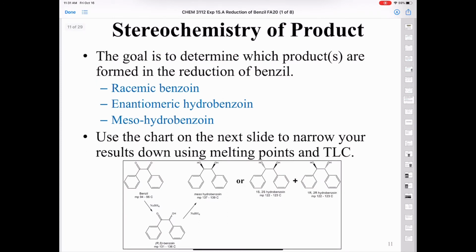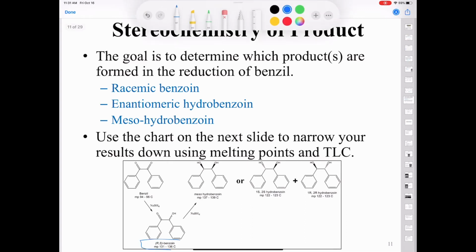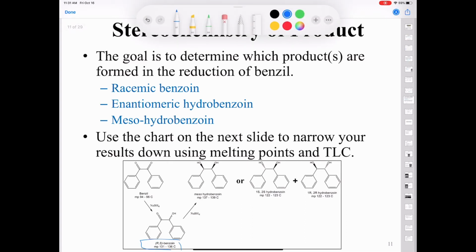And what you need to do is to determine which products are formed during the reduction of benzil. Are you ending up with the racemic benzoin, this compound? Are you ending up with enantiomeric hydrobenzoin, so a mixture of these 2 enantiomers, which are going to have the same physical properties, so that's why they have the same melting points? Or are you going to end up with the diastereomer of the enantiomeric hydrobenzoin, which would be the meso hydrobenzoin?